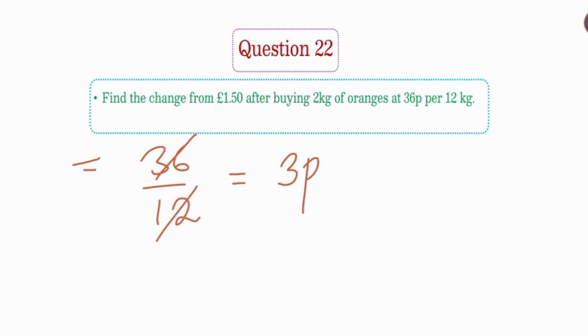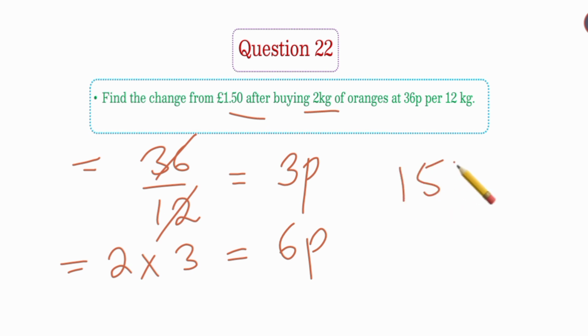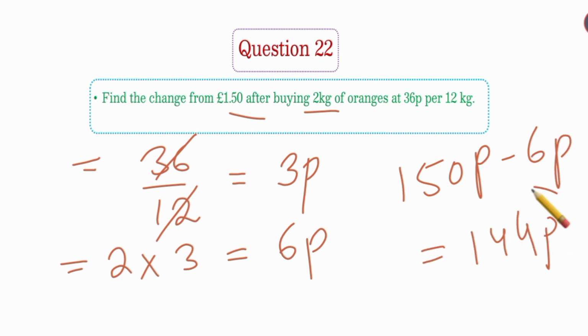Now you are buying only 2 kilograms. The price should be 2 times 3, which is 6 pence. Now what change would you get? So for that, you'll do 150p take away 6p, and that is going to give you 144 pence. So that is the answer. You will get back 144 pence or 1.44 pounds in fact.